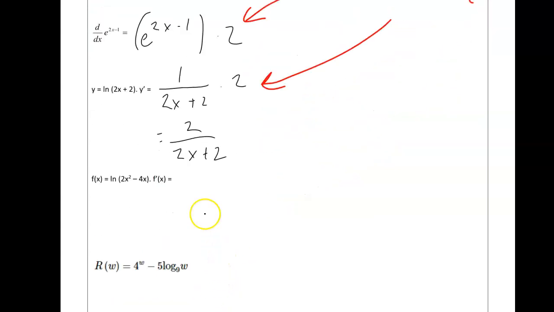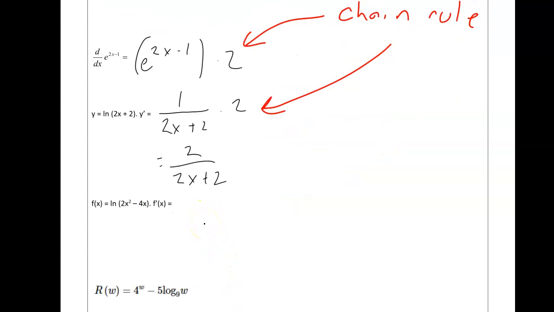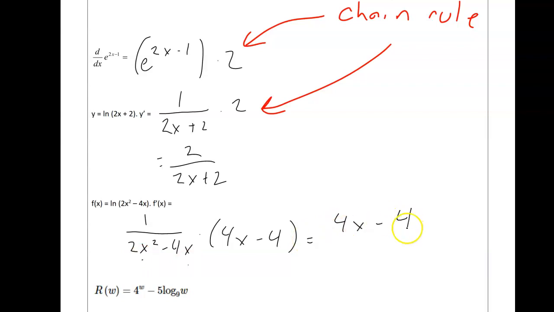Okay, we'll do one more of these and then we'll tackle the other two rules here. So this one is going to be f prime of x is going to be 1 over the inside for natural log times the derivative of the inside. And this one's a little bit more complicated, right? So we're going to do 4x minus 4 is my derivative by power rule. And then I can simplify a little bit, and I'm going to put the top on top and the bottom on the bottom like that.